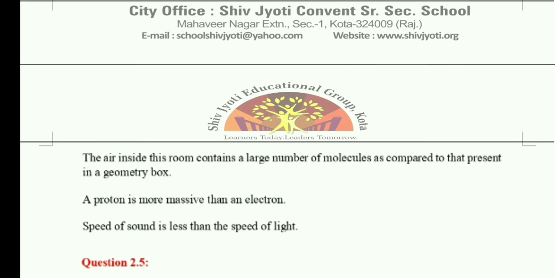E. A proton is much more massive than an electron. Okay, we have already taken the reference quantity, which is the electron here. So this sentence is correct. F. The speed of sound is much smaller than the speed of light. Again, this is a complete sentence. So there is no correction in E and F.